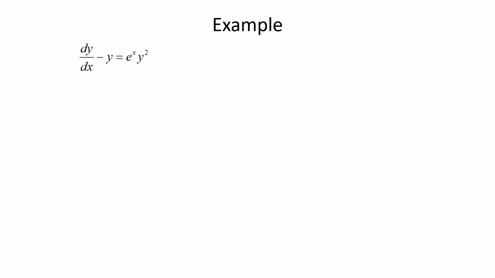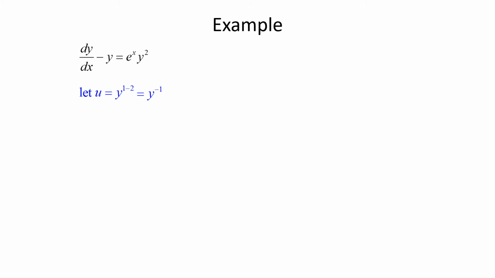Here we have dy dx minus y equals e to the x times y squared. So we can see that this follows the form of a Bernoulli equation. It looks like it's linear, but on the right-hand side we have this y to the 2 power. So n is going to equal 2 in this problem. And that means that we'll start with the substitution factor, u equals y to the 1 minus n. So u is y to the 1 minus 2, which will be y to the negative 1.